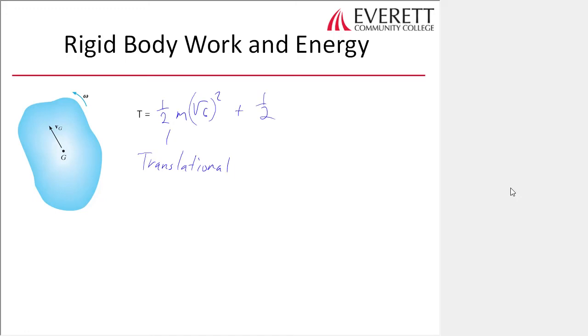What's the resistance to rotation? Moment of inertia. Very good. And then instead of velocity, it would be? Omega. 1/2 IG omega squared. Look at that. You know this stuff so well you can come up with your own equations now. So we have 1/2 mv squared as our translational kinetic energy, but we also have to add on to it our rotational kinetic energy.